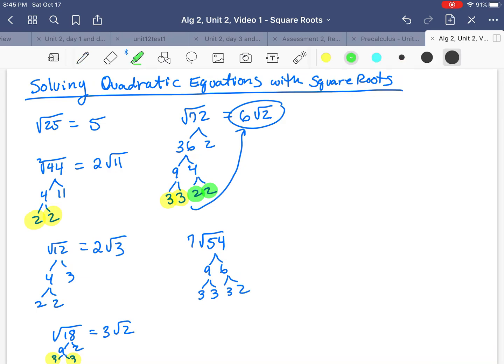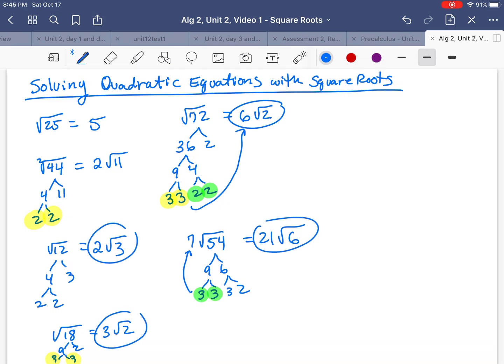So I'm looking for pairs, so I do have a pair of 3's right there. So I'm going to be bringing out a 3. That 3 is going to multiply by the 7, so 3 times 7 is 21. And the radical still has this 3 and this 2 left. So I had to put them back together and put them back to 6. So there we go. All right, so there are my basics of reducing radicals, and this is going to come into action when we have to solve things using square roots, which we're about to do.